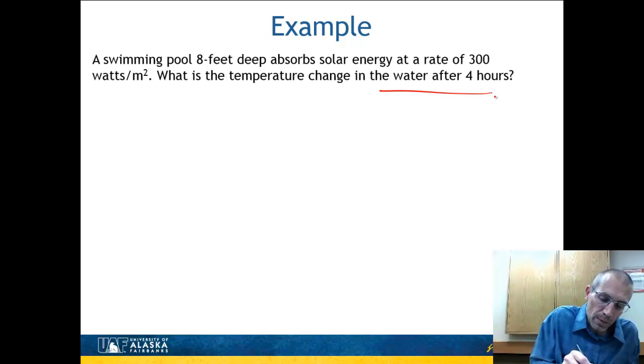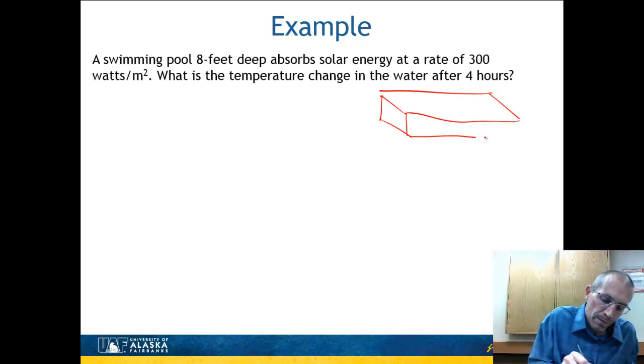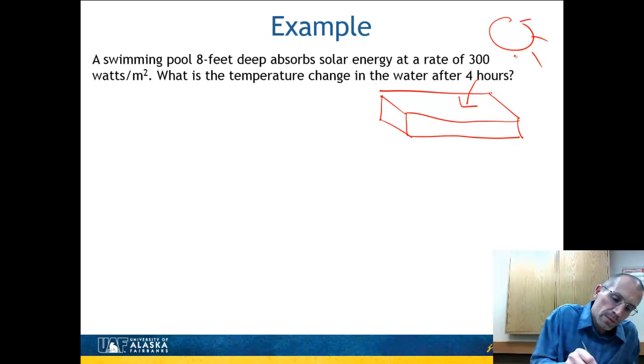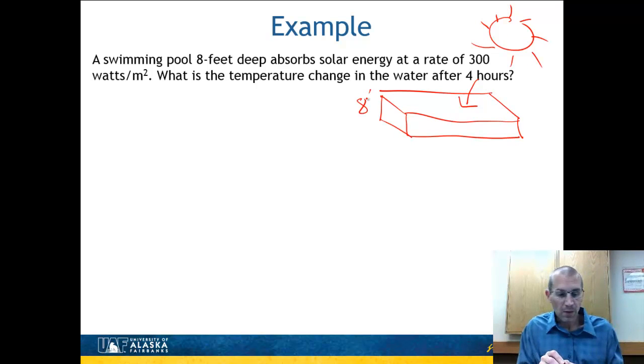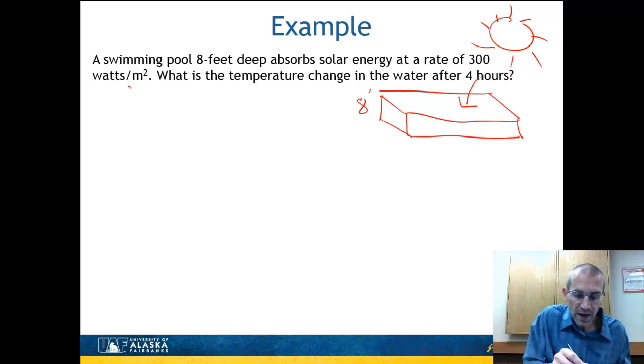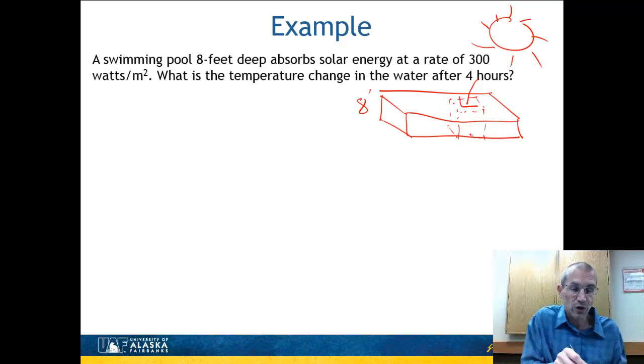So let's go ahead and draw up our swimming pool here. It's absorbing heat from the sun, and it's 8 feet deep. What we want to know is the temperature change. It gives us the rate of heat coming in per square meter, so it's like we just take a little section here and look at that. So we're going to do our energy balance over there.